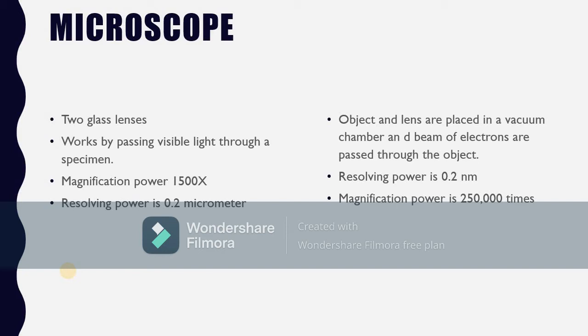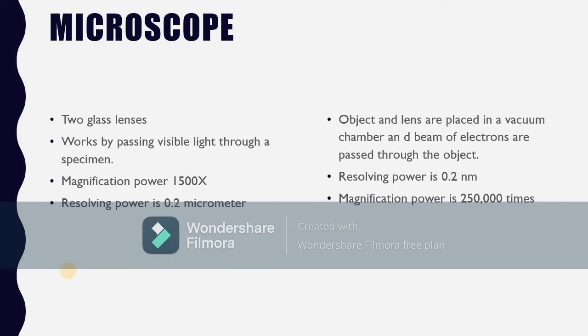Its magnification power is about 1500 times and its resolving power is 0.2 micrometer. Along with this, the lens produces an enlarged image of the specimen, and the second lens magnifies the image and projects it into the viewer's eye or onto the photographic film, where we can see. A photograph taken through a microscope is called a micrograph.